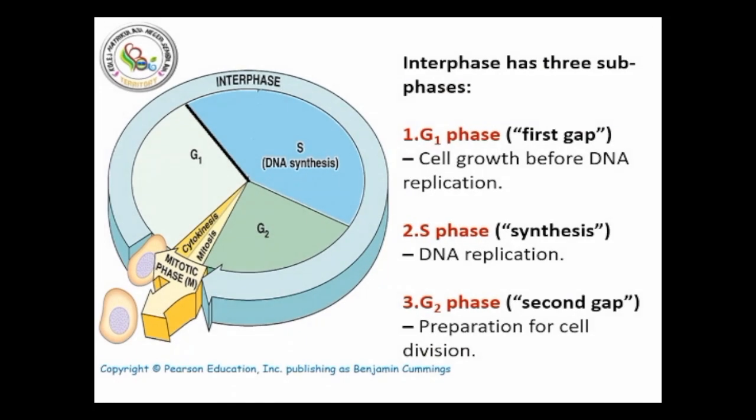Interphase can be divided into three subphases, which are G1 phase, S phase, and G2 phase. For G1, the cell grows before the DNA replication occurs during the S phase, while for G2 phase, the preparation for cell division occurs.